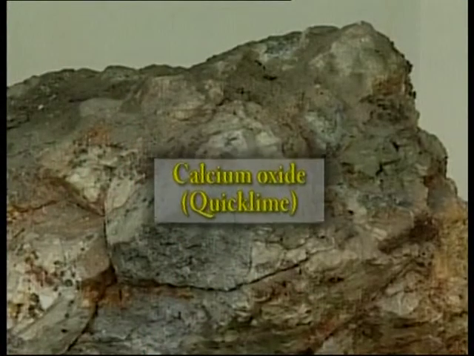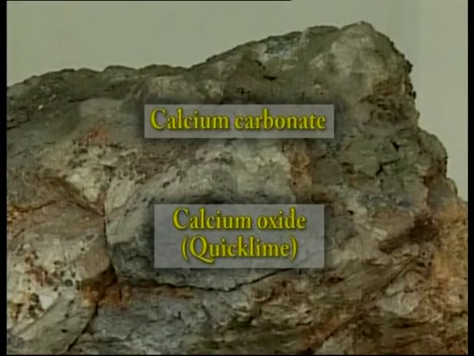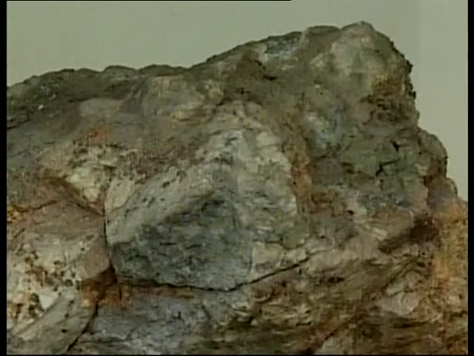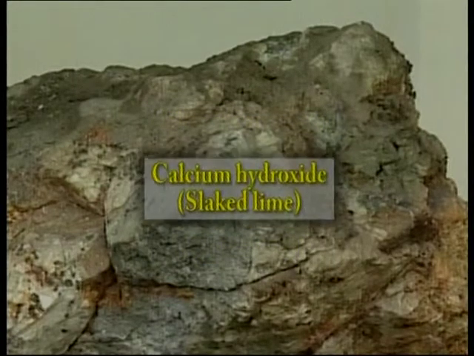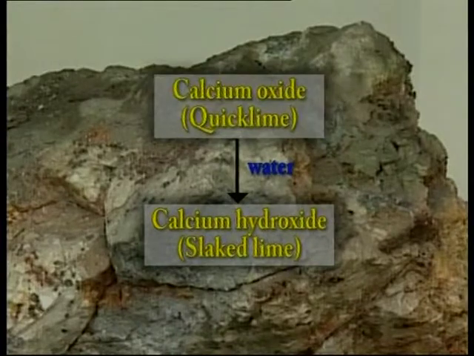Calcium oxide or quicklime is formed when calcium carbonate is heated strongly. Calcium hydroxide, commonly called slaked lime, is formed when water is added to calcium oxide.